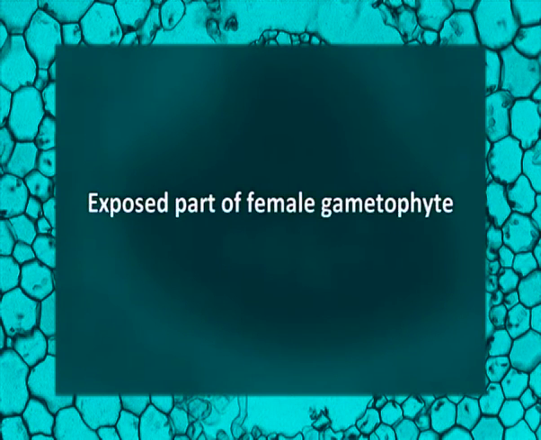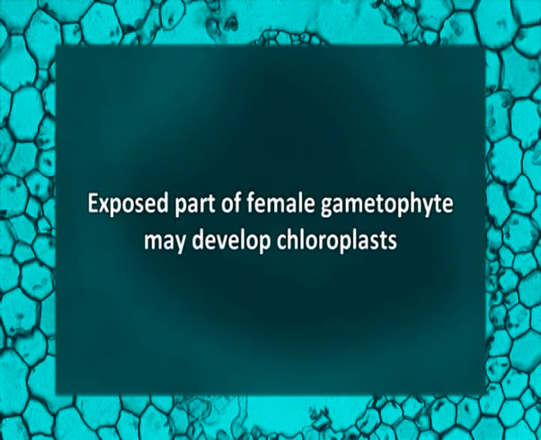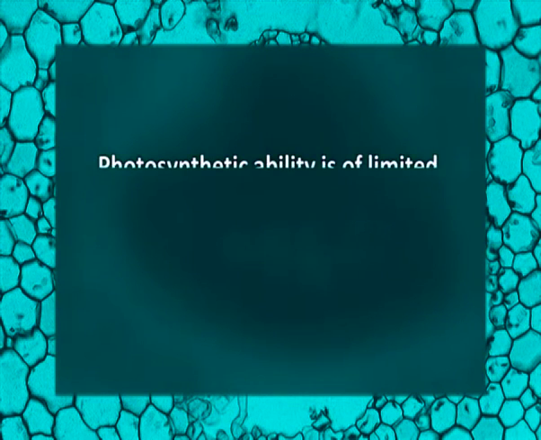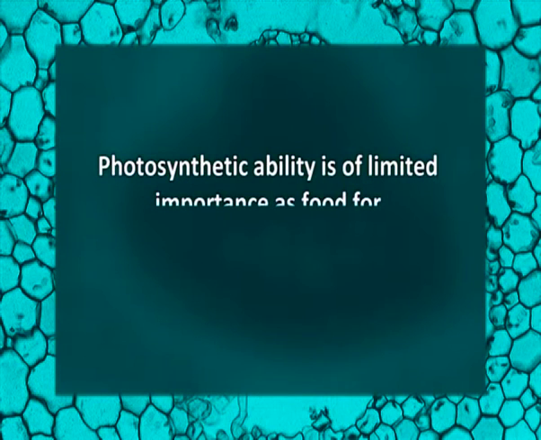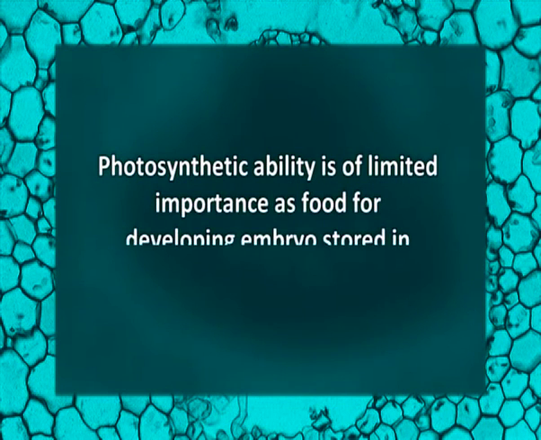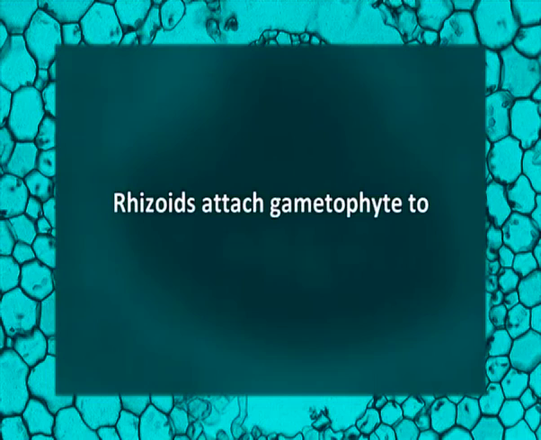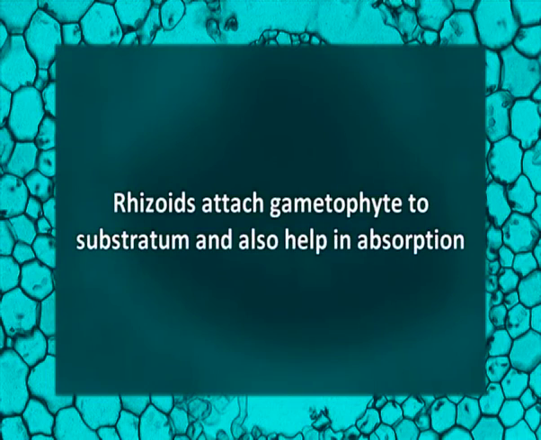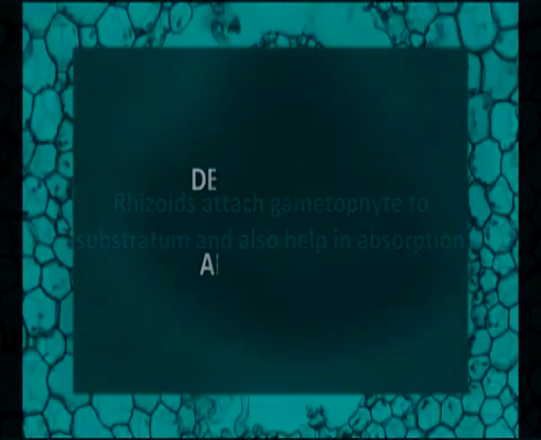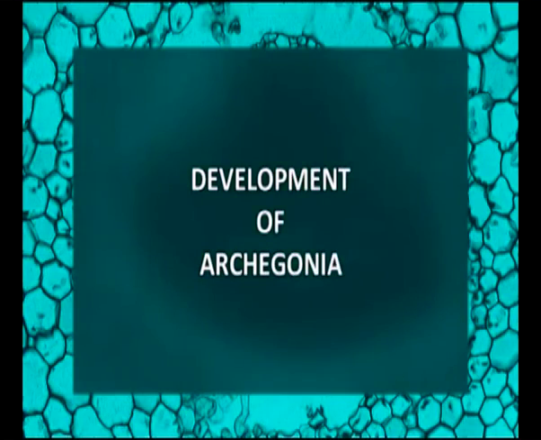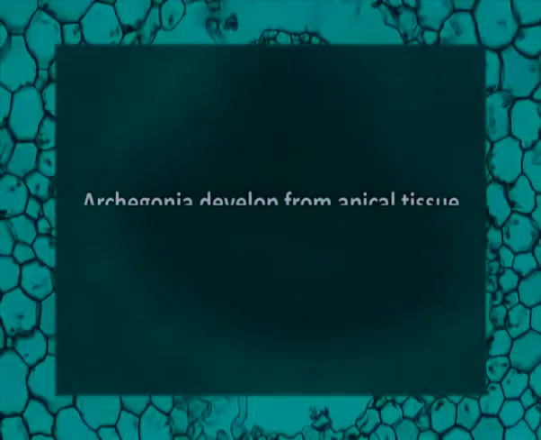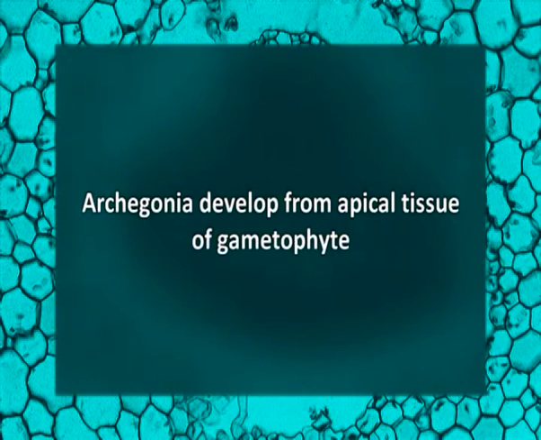The exposed part of the female gametophyte may develop chloroplasts, but the photosynthetic ability of this part is of limited importance as the food for the developing embryo is stored in the lower multicellular part of the gametophyte. Many rhizoids develop from the exposed part of the gametophyte. They attach the gametophyte to the substratum and also help in absorption. Archegonia develop from the apical tissue of the gametophyte.